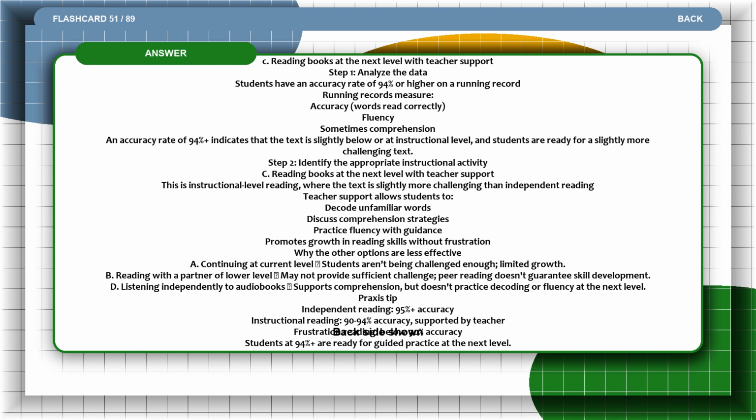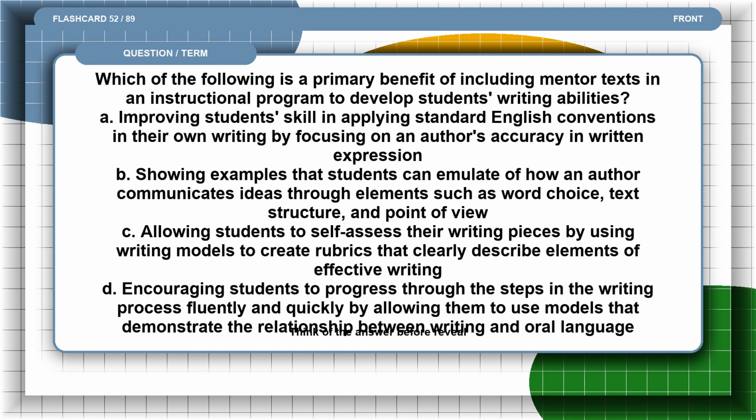Flashcard 52. Which of the following is a primary benefit of including mentor texts in an instructional program to develop students' writing abilities? A. Improving students' skill in applying standard English conventions in their own writing by focusing on an author's accuracy in written expression. B. Showing examples that students can emulate of how an author communicates ideas through elements such as word choice, text structure, and point of view.